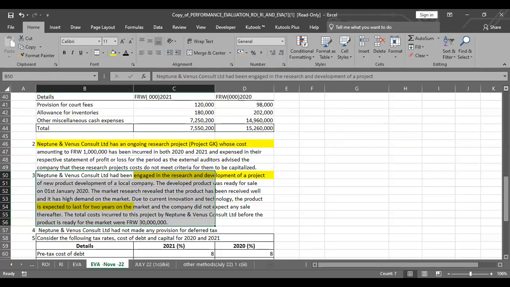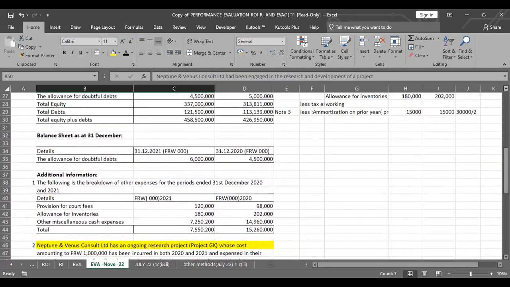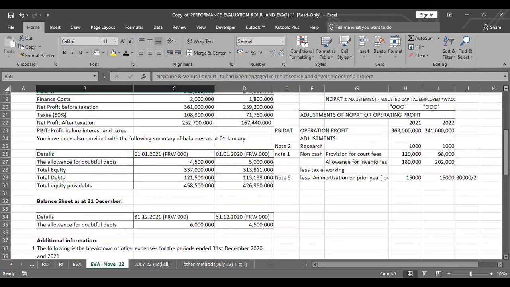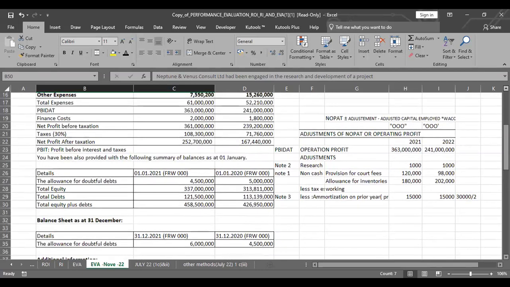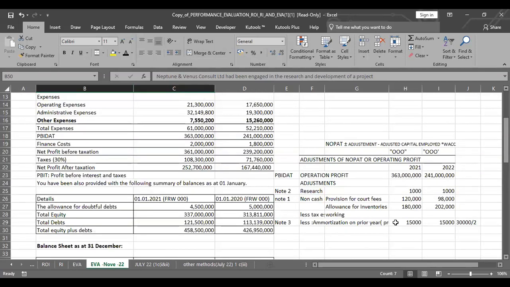Question? Research and development is supposed to be added. Divided by 2. Why reduce? Why reduce this cost?